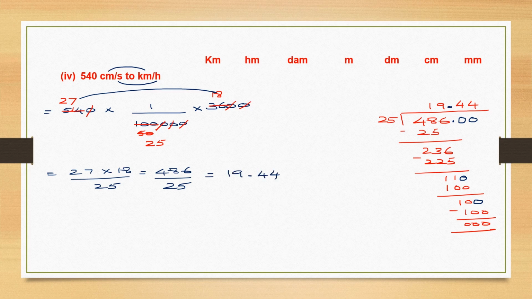19.44. Now what did we do in the question? We converted centimeter per second to kilometer per hour. So this one will be kilometers per hour. So let's write our final answer, 19.44 kilometer per hour. This is our final answer.